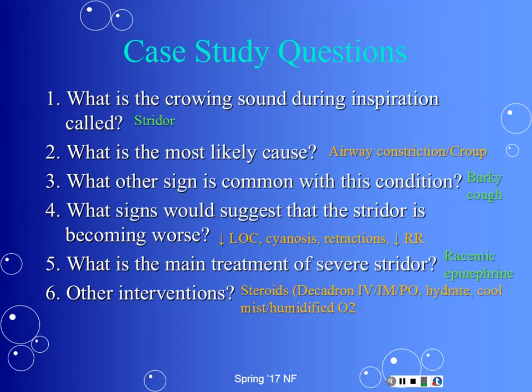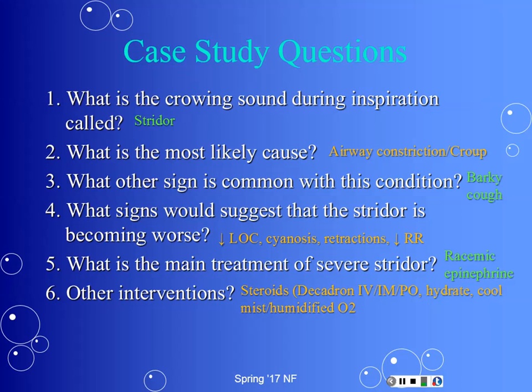So we've got, they're going to give them steroids. Decadron is considered to be the steroid of choice with croup, more so than prednisolone, prednisone, or pred. Even if it's IM, IV, or PO, they want to give them Decadron. You don't want to give this for more than a couple days. If you do, you're going to have to wean them off of it. It's a pretty potent steroid.